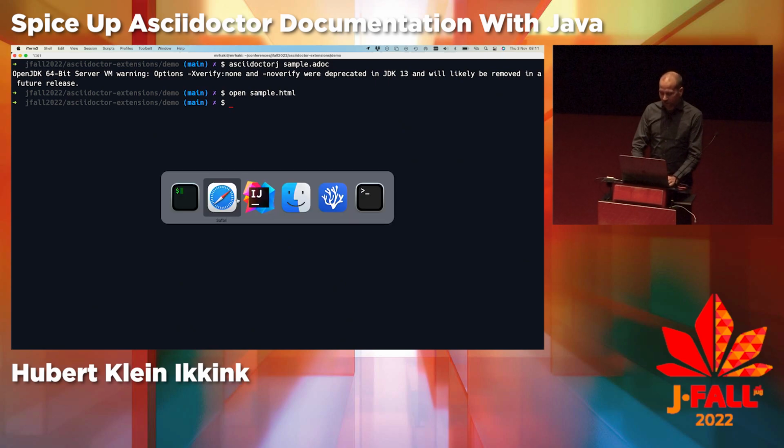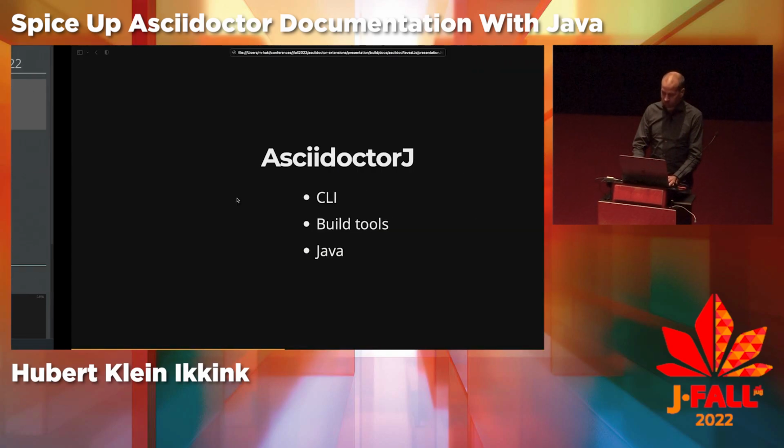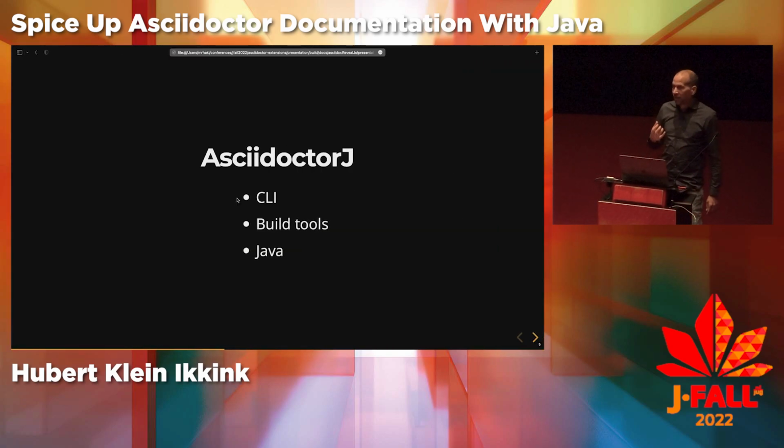So like I mentioned before, we have this command line interface, just install the software, and you can run it on any documentation you already wrote in the Asciidoc markup. The nice thing is, because Asciidoctor J runs on JVM, we can also use it in Maven and Gradle and any other build tool that runs on JVM.